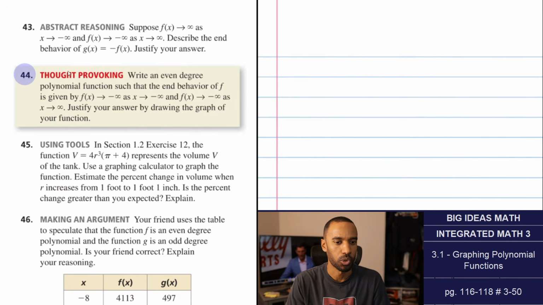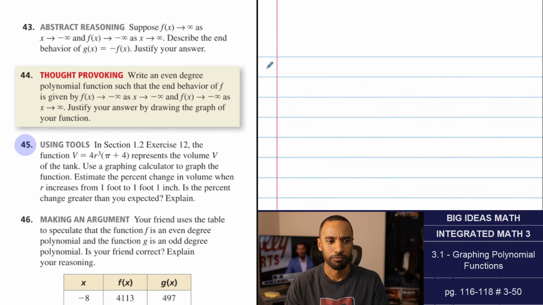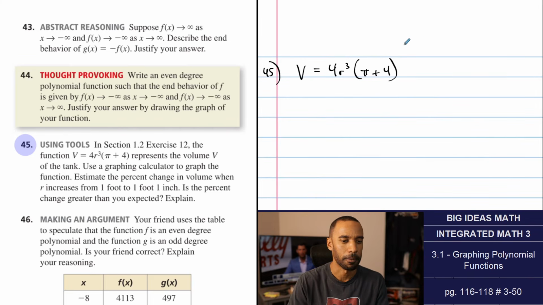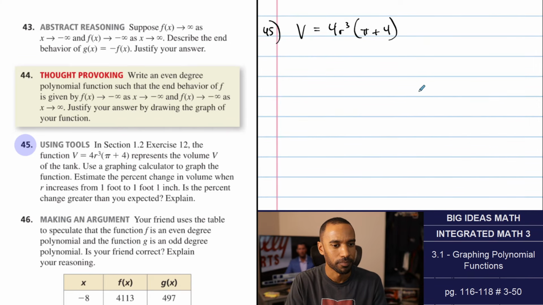Number 45, using tools. In section 1.2, exercise 12, the function V equals 4/3, I remember that, times quantity pi plus 4 represents the volume V of the tank. I remember factoring that out and writing that. Anyway, V equals 4r cubed times pi plus 4. You can find my video on it.